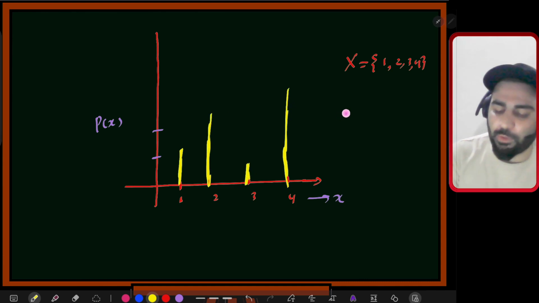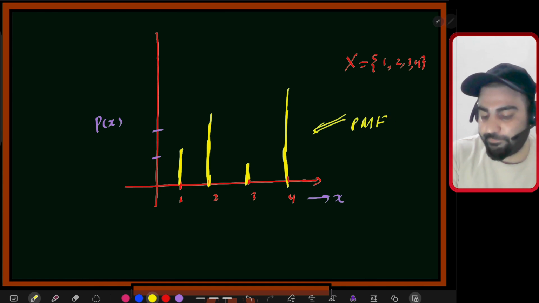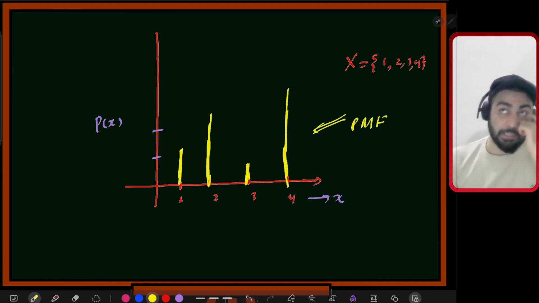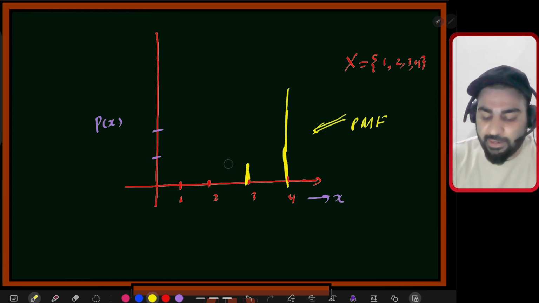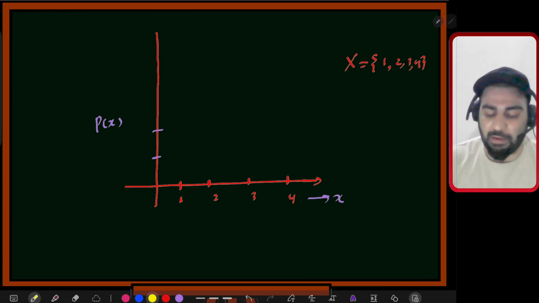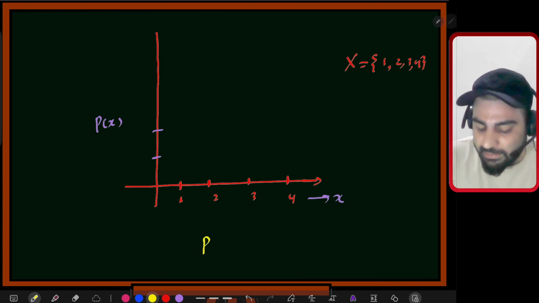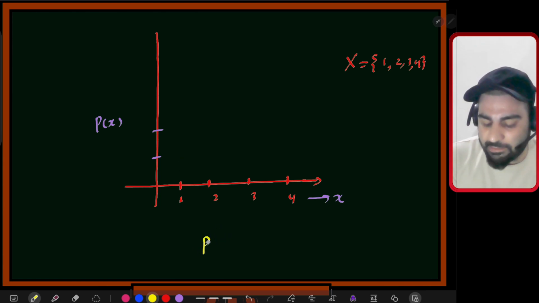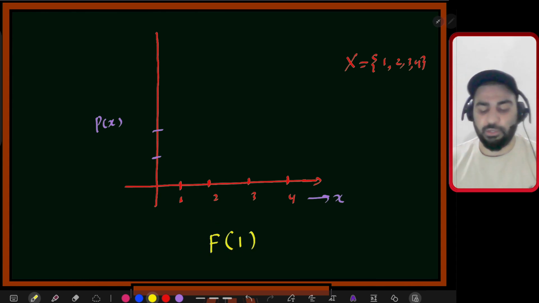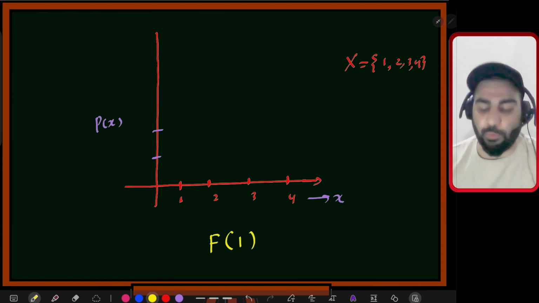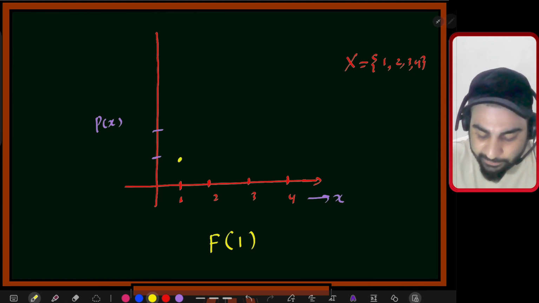Okay, this is what was our probability mass function. Now suppose I have to compute the CDF. Since it takes the value 0, what is the probability that, if I write the CDF like this, F of 1? So F of 1 is the CDF, the probability that the variable takes values less than or equal to 1. That's only 1. So it will take this value, let's suppose.